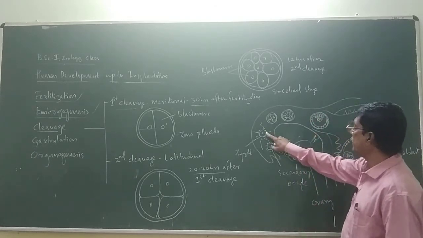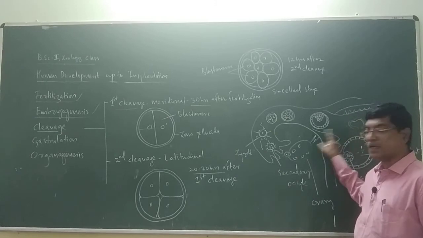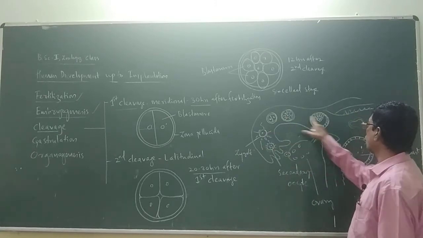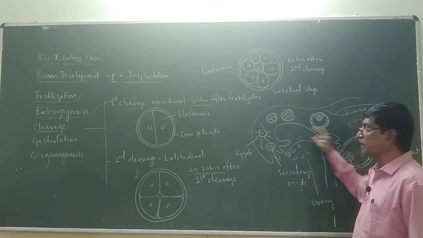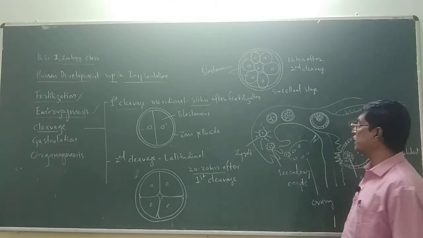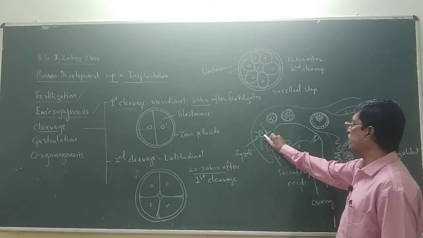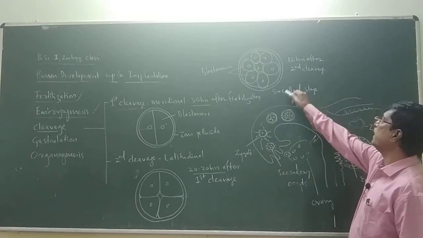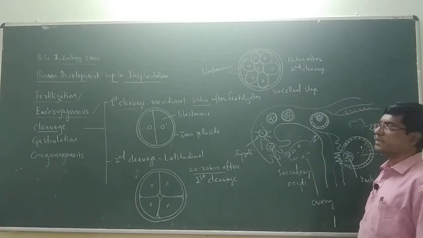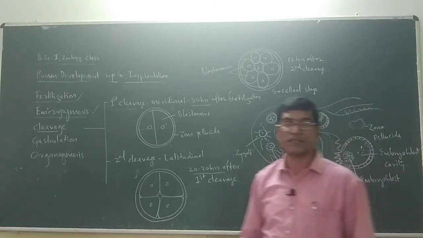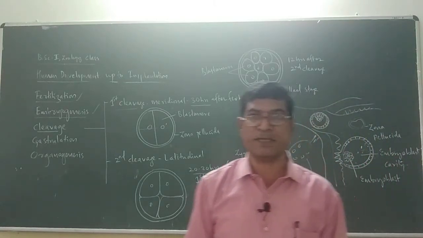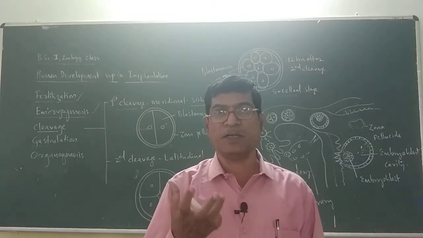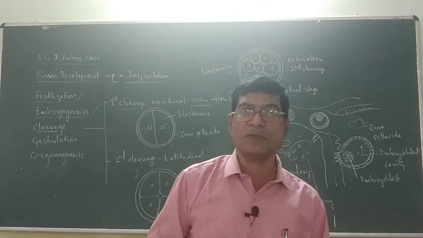So, as the zygote is moving towards the uterus, cleavage is occurring. This is a single zygote, then the 2-cell stage, then the 4-cell stage, the 8-cell stage. So the 8-cell or 16-cell stage is known as the morula stage. This is called the morula stage. It is a solid ball-like structure. It has several cells.